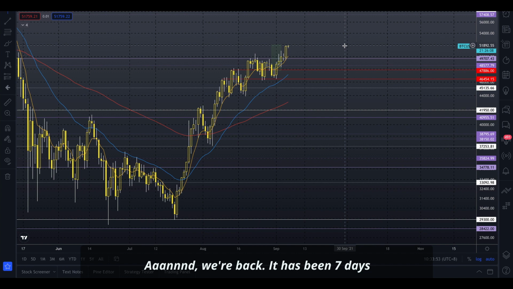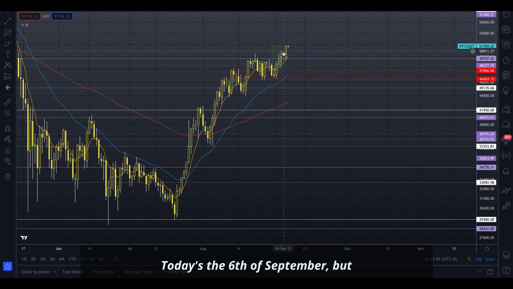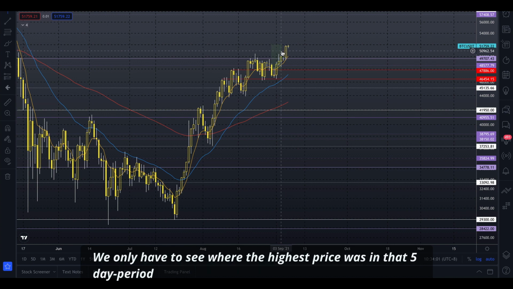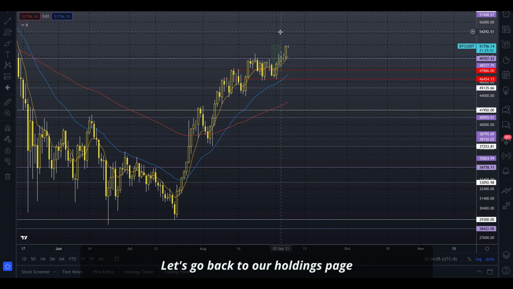And we're back. It has been 7 days. Let's check the chart for BTC and see where the price is at. Today's the 6th of September, but we only have to see what the highest price was in that 5-day period, which ended on the 3rd. 51,000, just perfect. Let's go back to our holdings page.